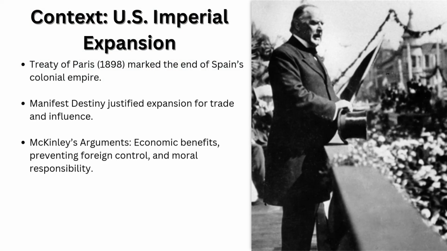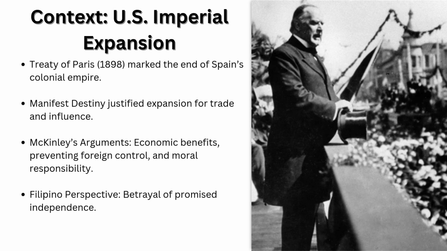Why did the U.S. want the Philippines? The answer lies in the ideology of manifest destiny. After defeating Spain, the United States saw itself as a growing imperial power. President McKinley justified annexing the Philippines as a moral and strategic move. He argued it would provide access to Asian trade and prevent German or Japanese influence in the region.